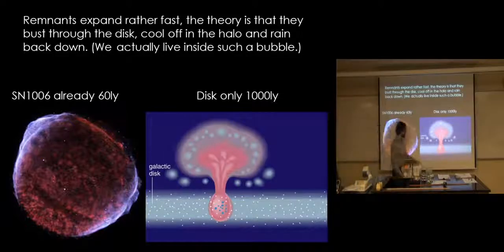And there's some evidence that we actually live inside one of these bubbles. They expand very quickly. Even the supernova that went off in 1006 AD is 60 light years across. And all it has to do is get to about 1,000, and it'll blow its way through the disk of the Milky Way galaxy.